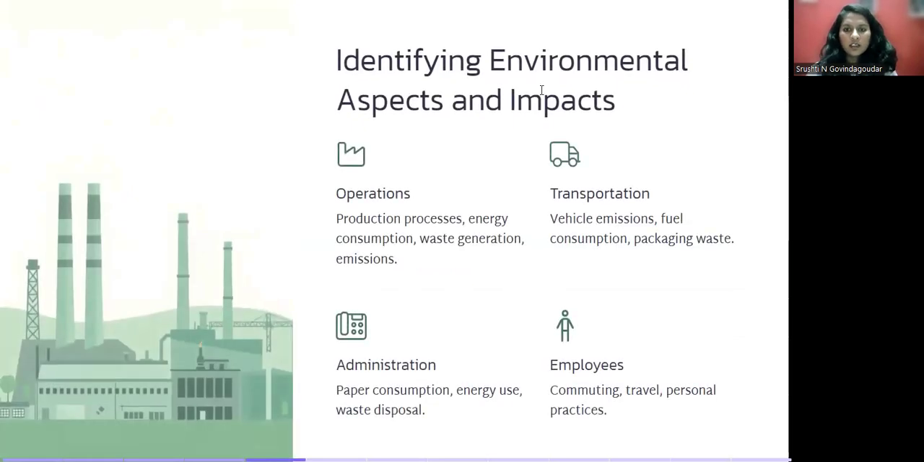Identifying environmental aspects and impacts. Operations: production processes, energy consumption, waste generation, emissions. Transportation includes vehicle emissions, fuel consumption, package waste. Administration includes paper consumption, energy use, and waste disposal. Employees: that is, commuting, travel, and personal practices.